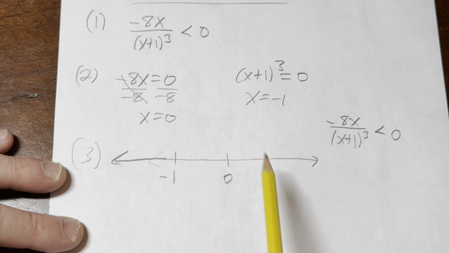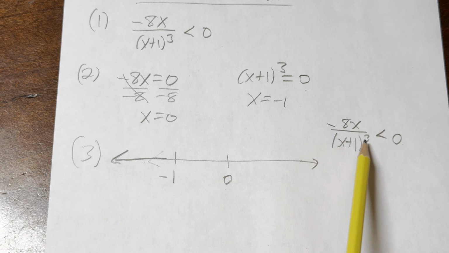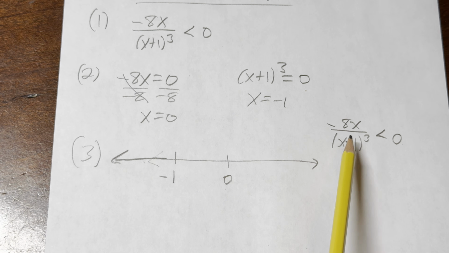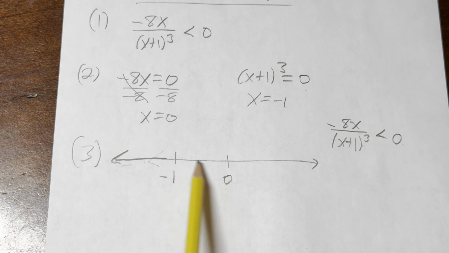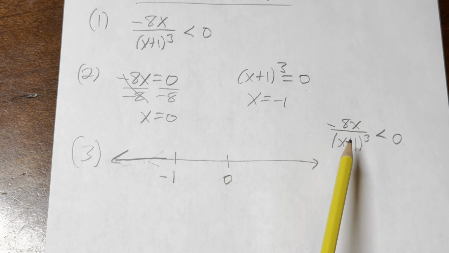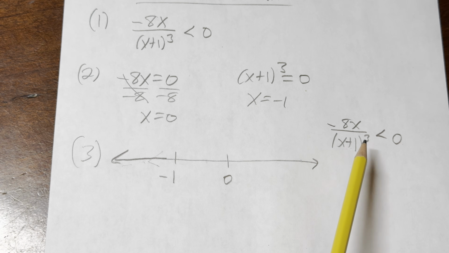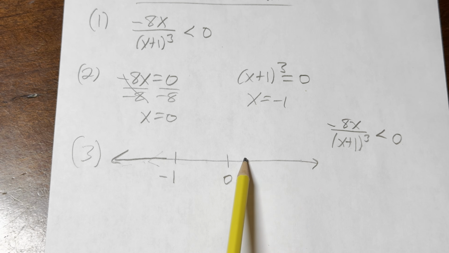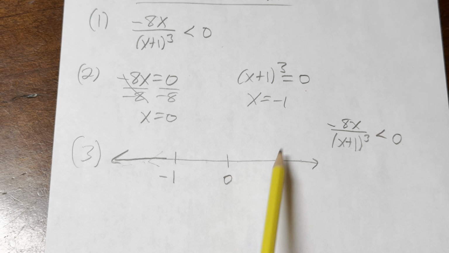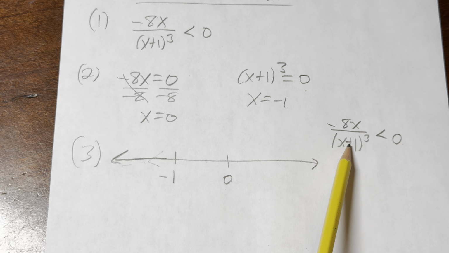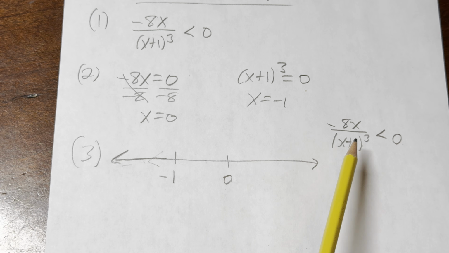So how this works is we're going to pick a number over here and plug it in here. If it's true, we'll shade. If it's not true, we don't shade. Then we pick a number between negative 1 and 0, plug it in here. If it's true, we shade. If it's not true, we don't shade. And then we pick a number bigger than 0, so 1 over here in this subinterval, and we plug it in here. If it's true, we shade. If it's not true, we don't shade.